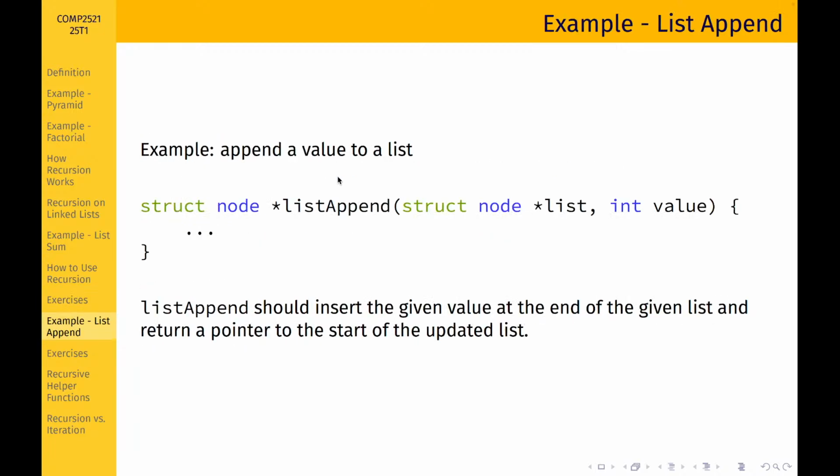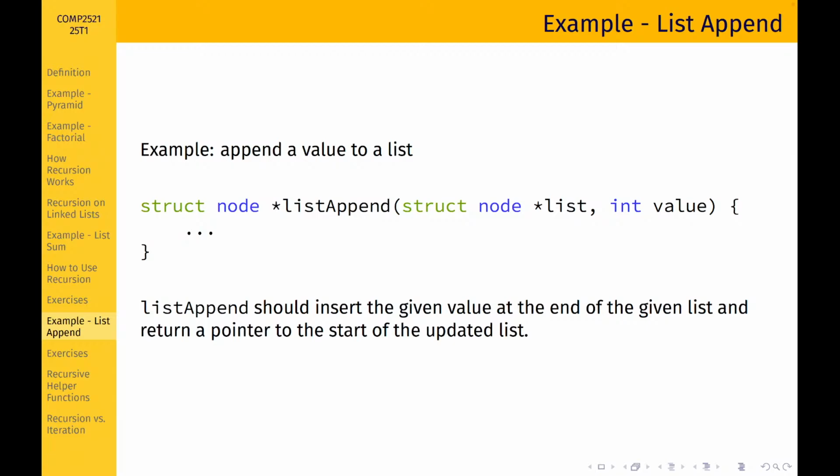Okay, so let's look at another example, which is a little more complex. And this one is appending a value to a list. So here we're not just returning something or printing something, we are actually modifying the list. What we want to do is add a value to the end. And what the function should also do is return a pointer to the start of the updated list.